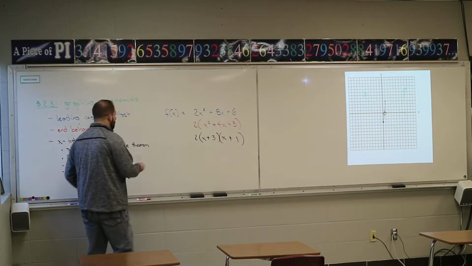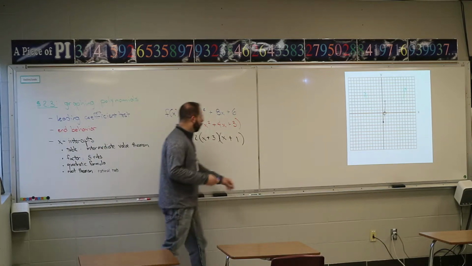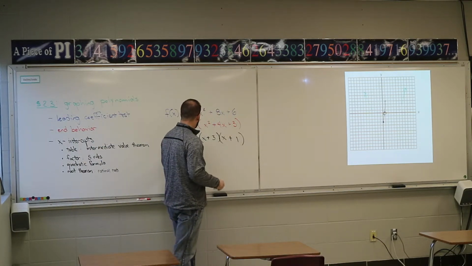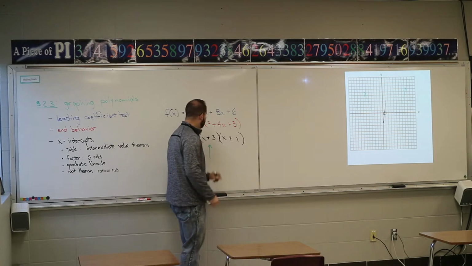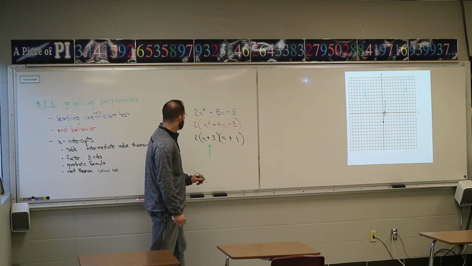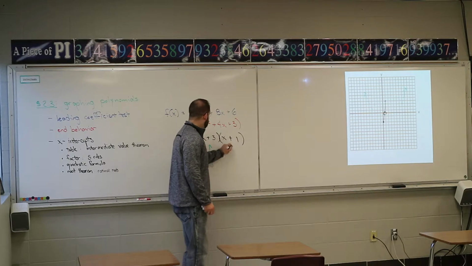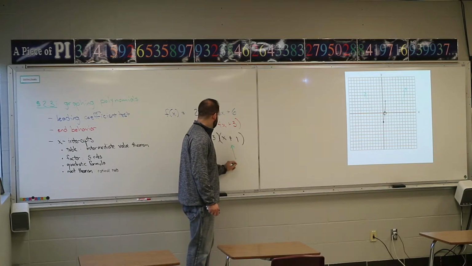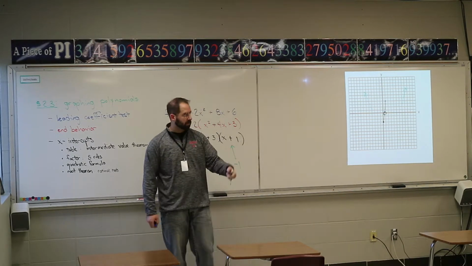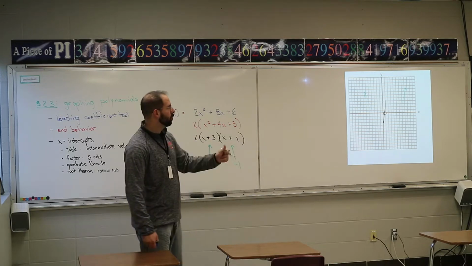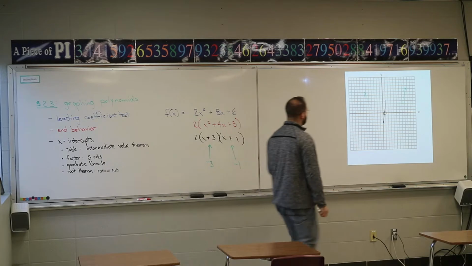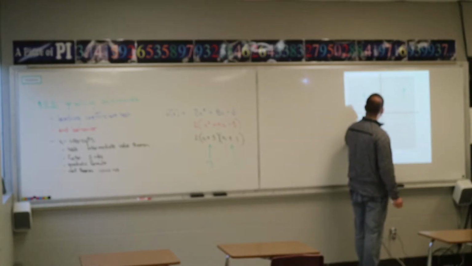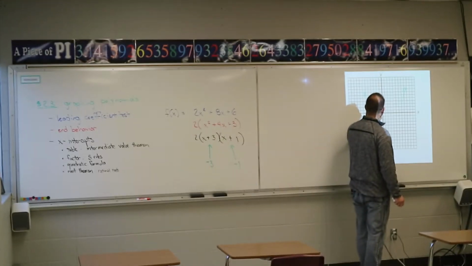And now what we can do here is figure out what makes each of these parentheses 0. We ignore the 2. The 2 doesn't really affect anything because it doesn't have a variable. What would solve this to make it 0? -3. What would make this one 0? -1. That's why these are called the zeros or x-intercepts or roots. It's what makes them 0. So -3 and -1.